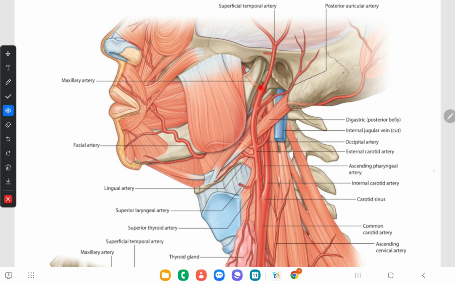So when we talk about the relations of the carotid arteries, external carotid artery first lies medial to the internal carotid artery. Here I don't know whether you can see it clearly. Here the external carotid artery first lies medial to the internal carotid artery. This is the internal carotid artery. This is the external carotid artery. First, external carotid artery lies medial to the internal carotid artery.